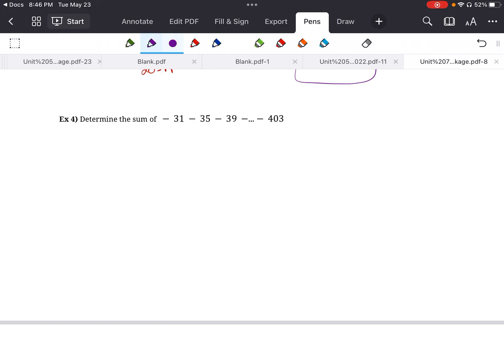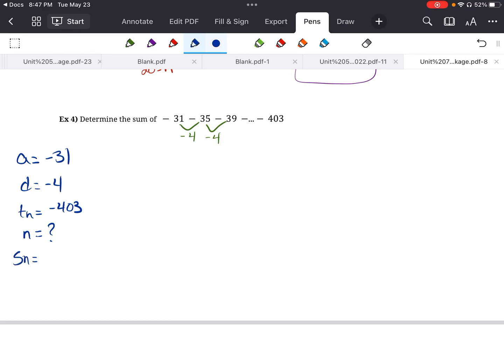Determine the sum of negative 31, minus 35, minus 39, and so on, all the way down to minus 403. So again, we have to find the d value, which is negative 4. Let's write out what we know. A is negative 31. D is negative 4. It ends at negative 403. We don't know how many parts to the series there are. And it's asking us to find the sum. We don't know what that is.